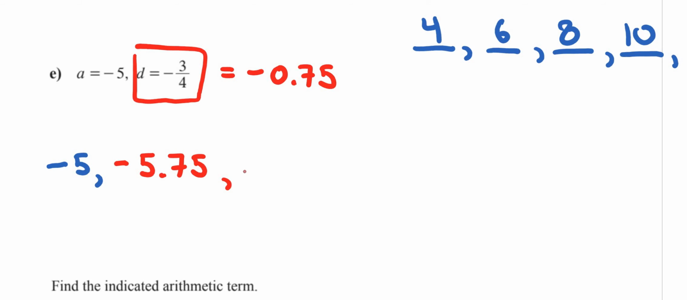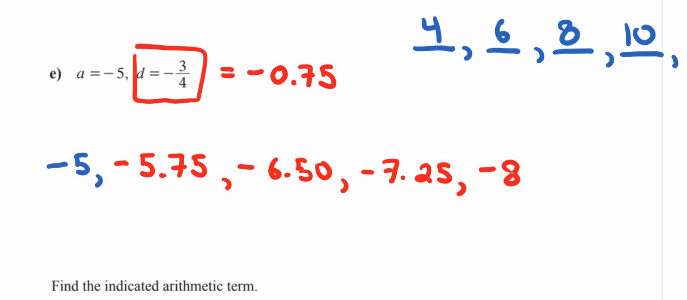And then I have -6.5. And then I have -7.25. And then if I subtract another 75 cents, I get -8. So those are the first 5 numbers in that particular sequence.